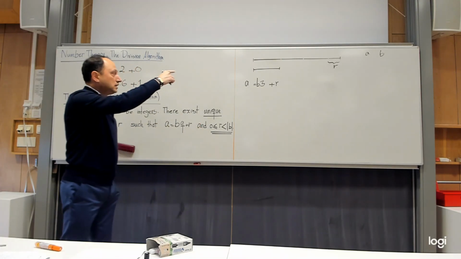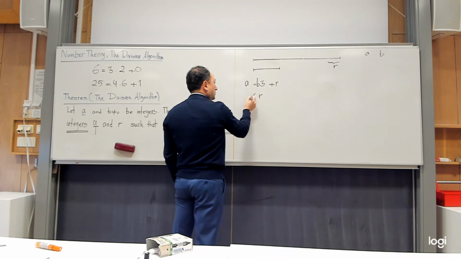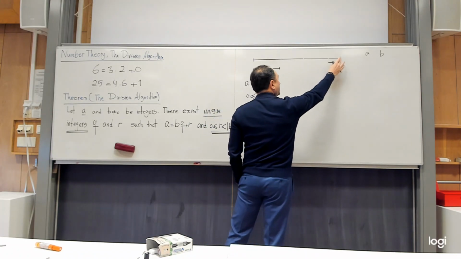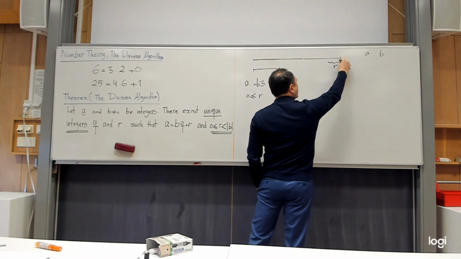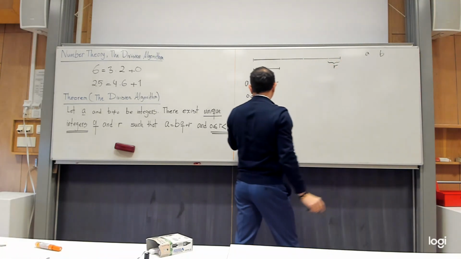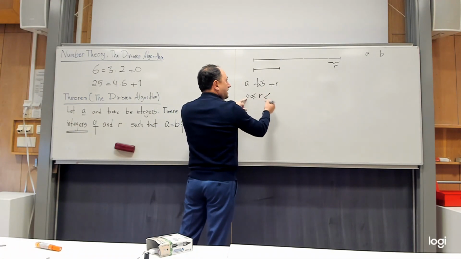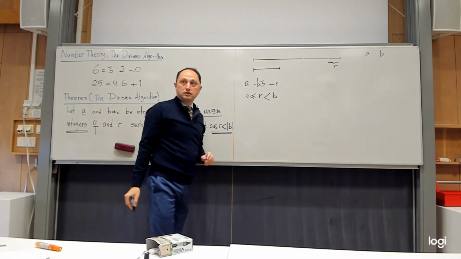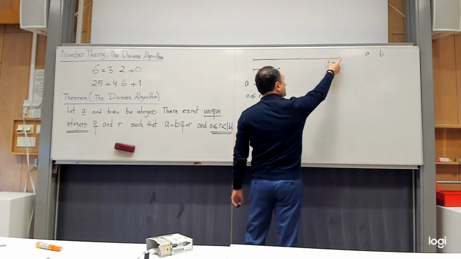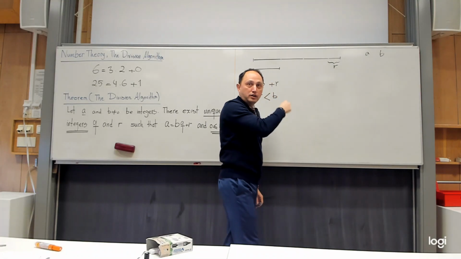So this length is R. But this R is clearly greater than or equal to 0. If I am lucky, and it was a little bit longer, so that I can fit exactly one more, nothing will remain, so R can be 0. But it cannot be greater than what? B. Yes? Why? Because what is left here should be smaller than B. If it is bigger than B, I will continue this. I will not stop there.